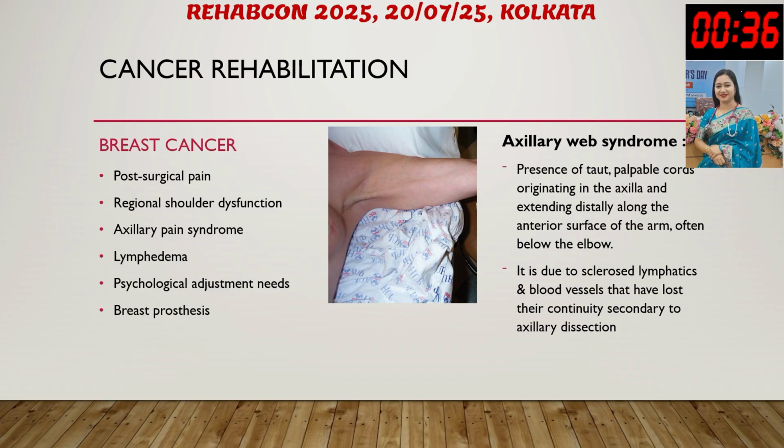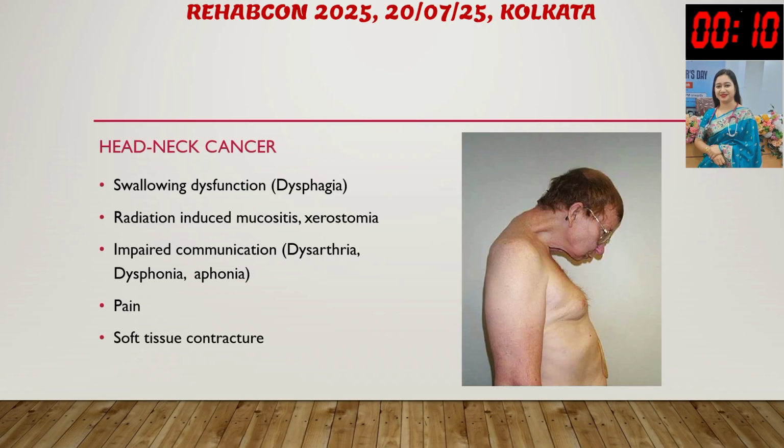Cancer rehabilitation, as we all know, breast cancer post-surgical pain is very important. We must take care through the WHO pain ladder, and we also use some modalities like transcutaneous electrical nerve stimulation. Regional shoulder dysfunction is very common after breast cancer surgery. Cancer pain syndrome, as we can see in this picture. Lymphedema management, I have already described in short. Psychological adjustment needs should be taken care of, and breast prosthesis should be provided for social integration of the patient.